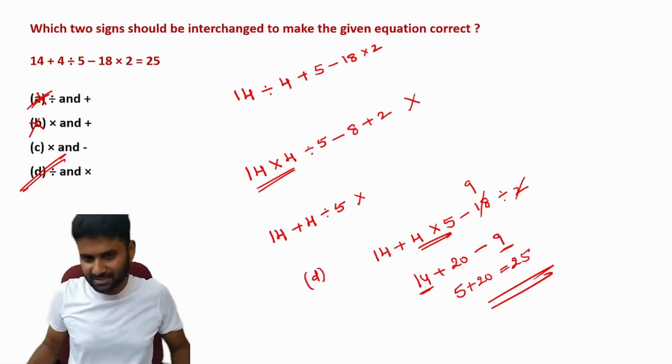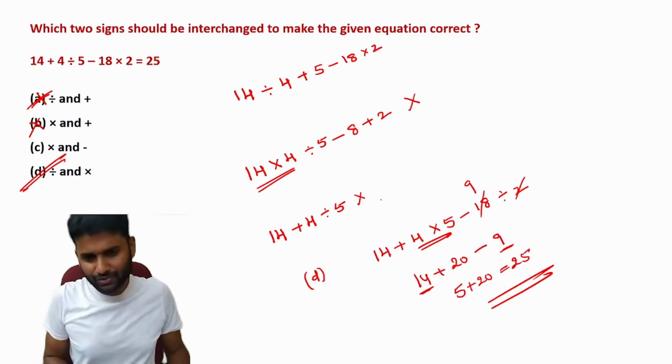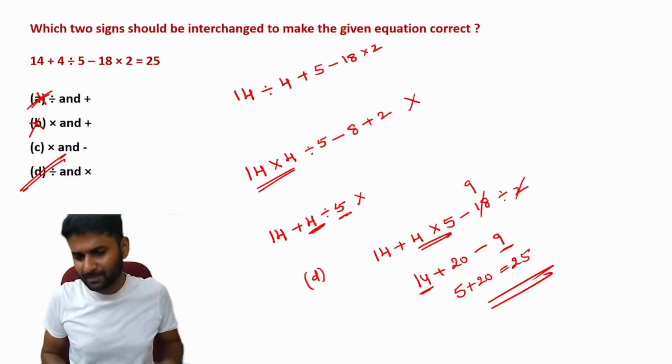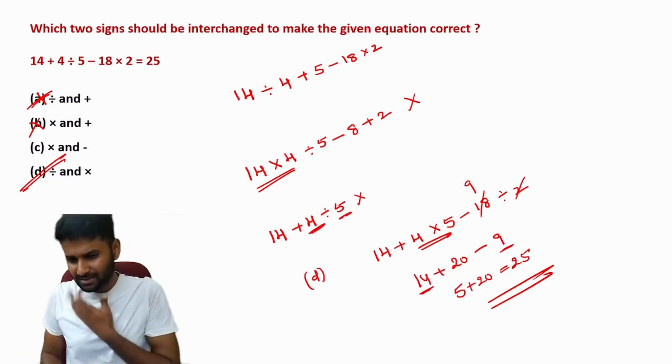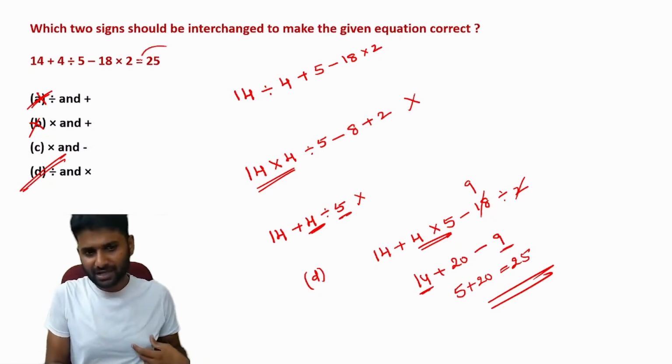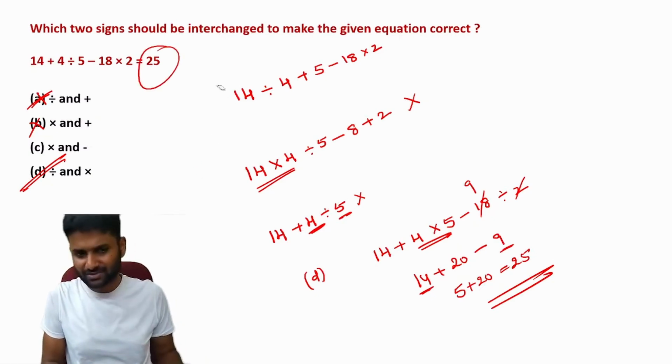Actually, it's not C. See, you should go through this data. Now 4 divided by 5 gives 0.8, right? So it is a decimal. On the other side there is no decimal in the calculation. So definitely it is not.